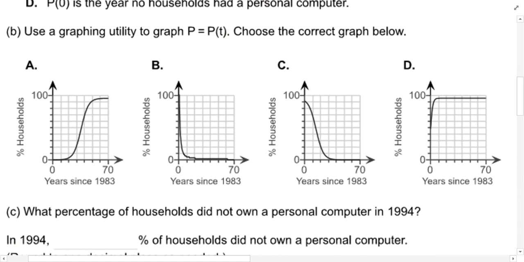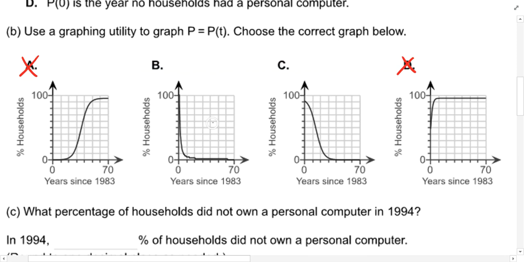Here are our four options, and we've got to decide which one seems to be the best fit. I think right off the bat we can throw out two of our choices just by interpreting the problem here. Certainly the percentage of households that do not own a computer would not be increasing over time, right? The percentage of households that do not own a computer should be decreasing. So I think B and C appear to be the best choices so far.